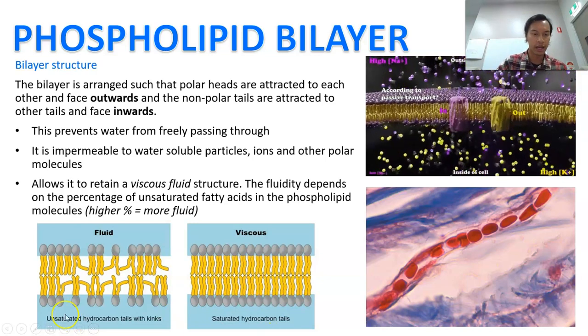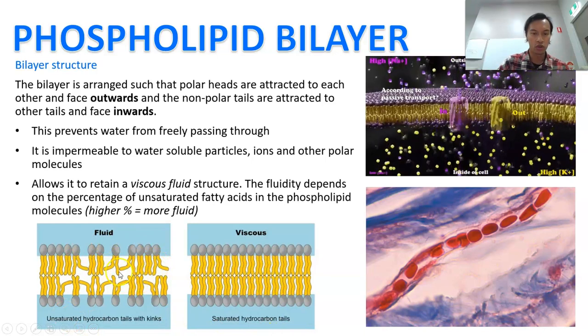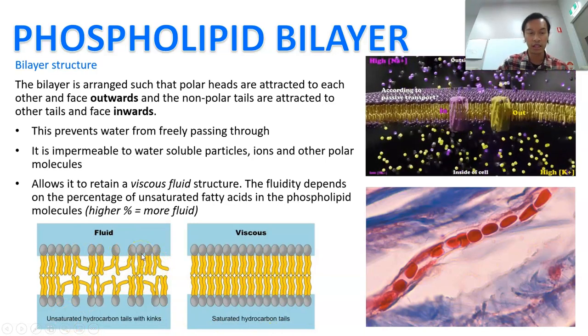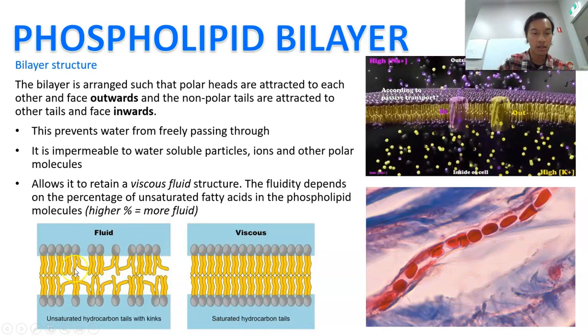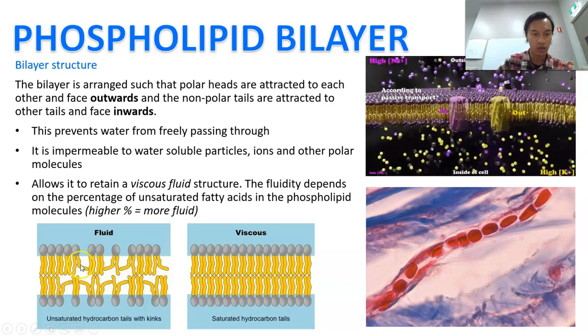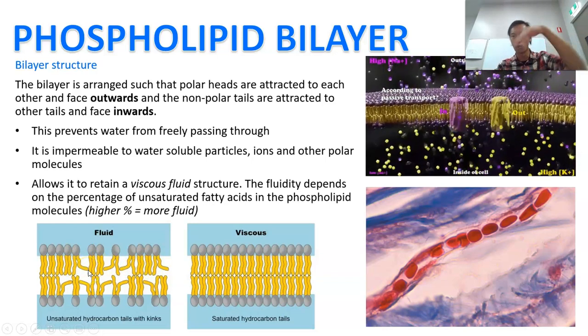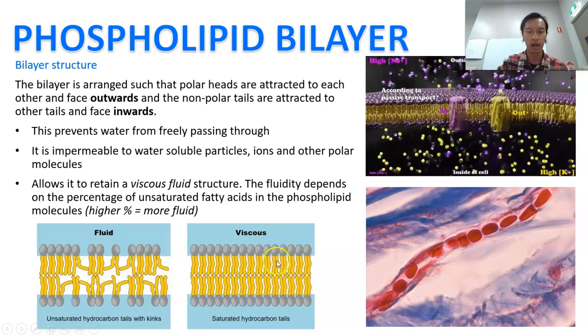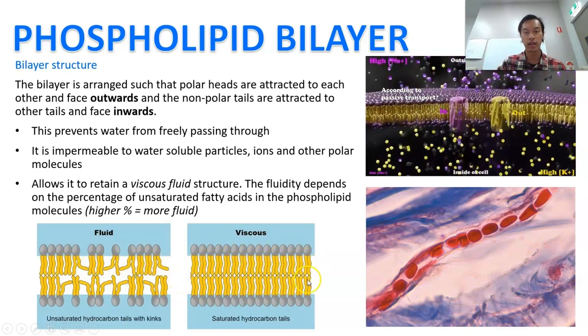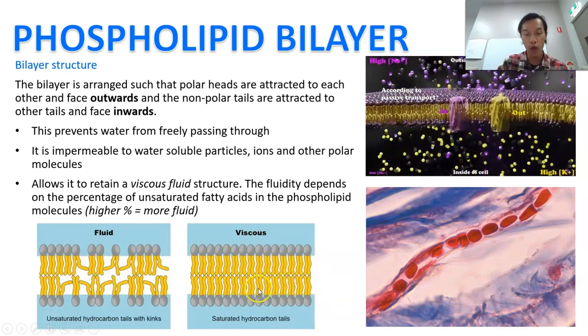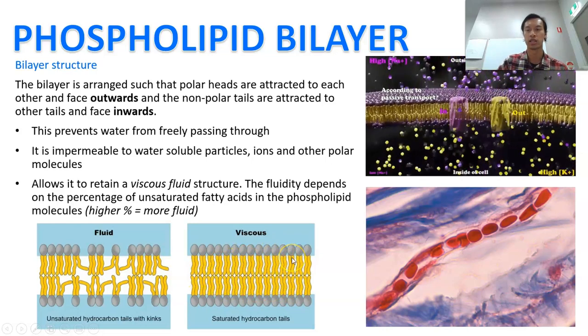So here is a diagram of two plasma membranes. This one here has more unsaturated fatty acids. You can see those kinks making it a lot more flexible and bendy, whereas this one is packed and saturated and therefore a lot more firm and closer together, right?